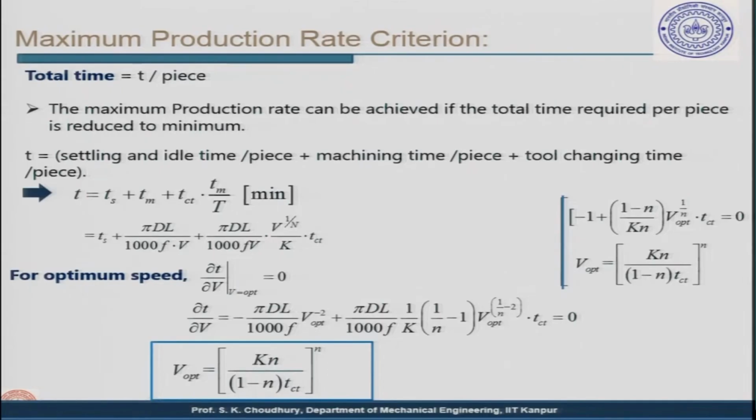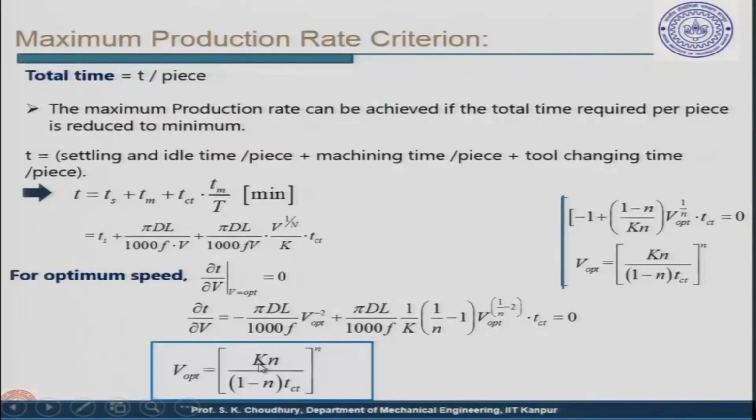These constants are the Taylor's tool life equation constants. Once again, this n and c are material dependent, n and k in this case, because k to the power n, small n, is the c. Now, n and c or n and k are material dependent, meaning the value depends on the combination of the tool and the workpiece material, and depending on the tool and the workpiece material, these values will be given in the handbook, okay. So, you can find out these values, and depending on the Tct, this will be the value of your optimum velocity.